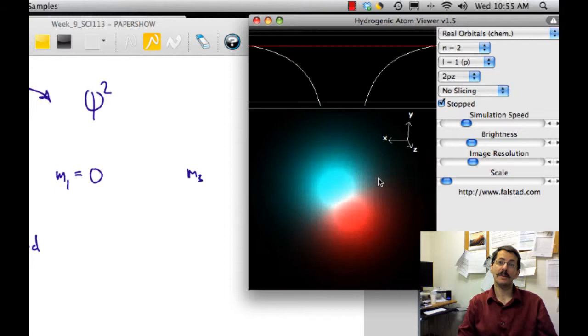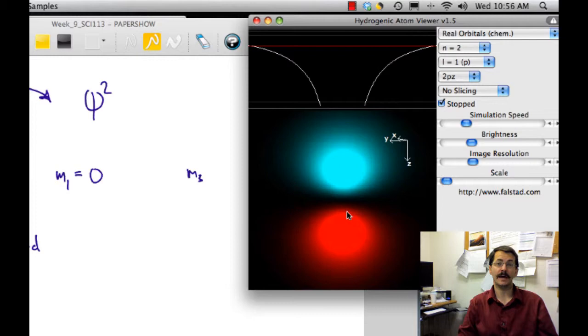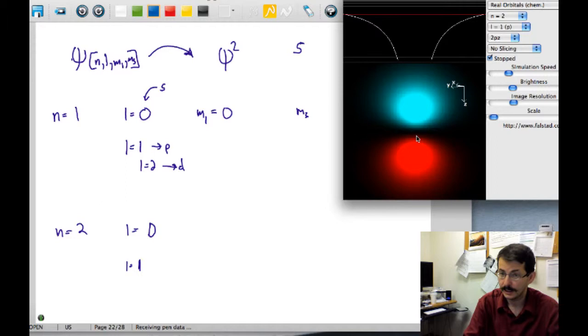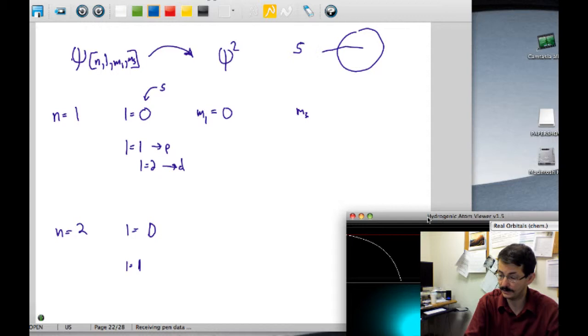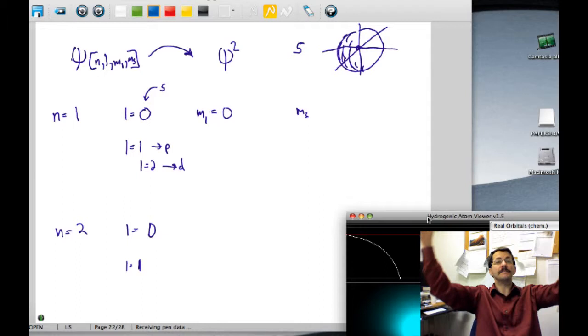Rather than being spherical, we now have a node that develops right at the nucleus. Orbitals within the S subshell are nice and symmetric. They're nice and round. And so if we draw the atom, the nucleus is in the center. This spherical shape represents the probability of finding the electron. It's this nice spherical distribution.